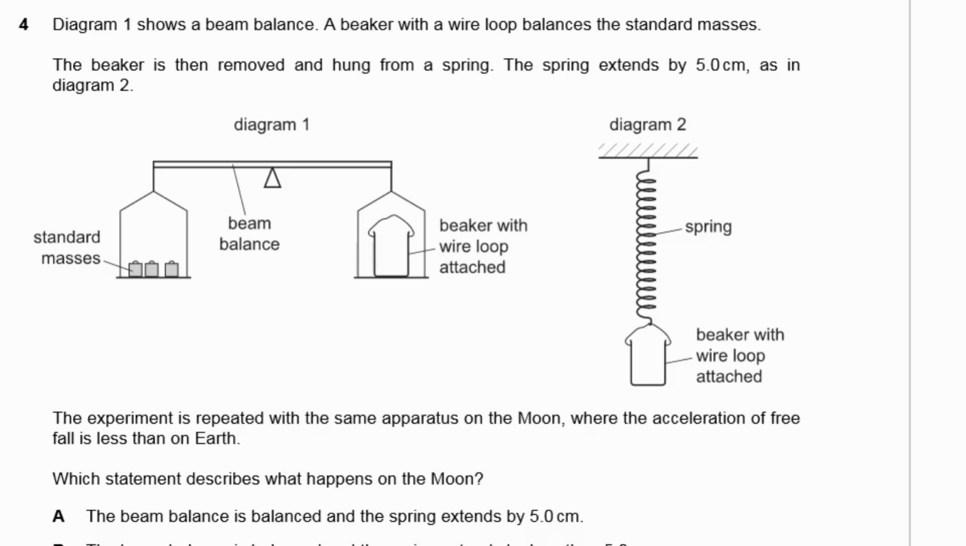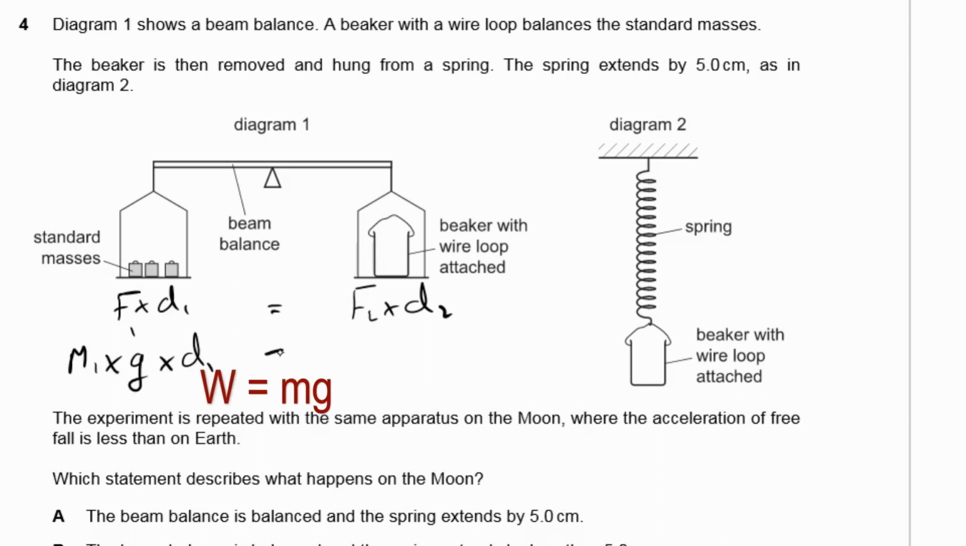Alright, let's have a little bit of a look at this. In diagram 1, what we have is a balance of 2 moments, which means that force 1 times distance 1 is equal to force 2 times distance 2. And of course the force on each side comes from weight. So that's mass 1 times gravity times distance 1 equals mass 2 times gravity times distance 2.